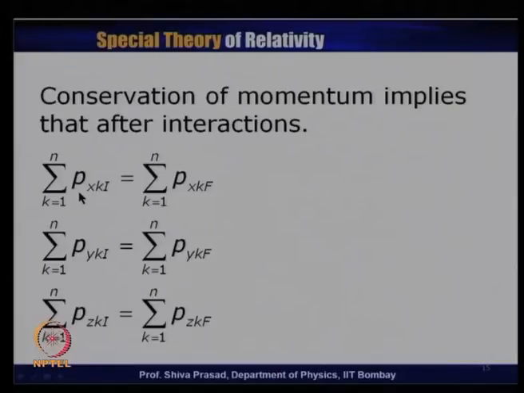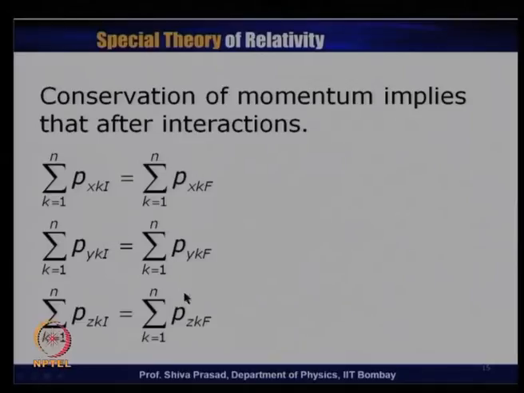If in the S frame the momentum is conserved, it means after the interaction, they are all colliding with each other, hitting each other, and after some time, you will find that the individual value of momentum of all of them have changed. But because there is no external force to the system, which we are assuming, the sum of the final value of the momentum, the x component, must be the same as the initial value. Similarly for y, similarly for z.